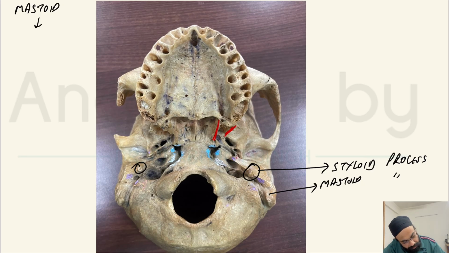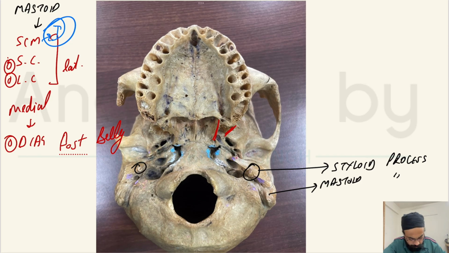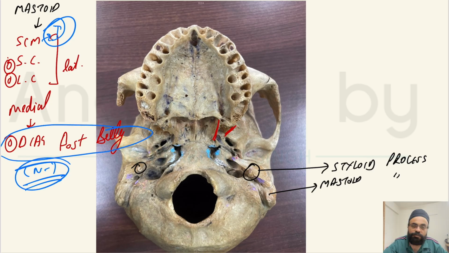The mastoid provides attachment to sternocleidomastoid, splenius capitis and longissimus capitis from its lateral side. From its medial side, it provides attachment to the posterior belly of digastric, its origin. Medial to the posterior digastric, the seventh cranial nerve is passing. So the posterior belly of digastric protects the facial nerve from injury. That is very important.